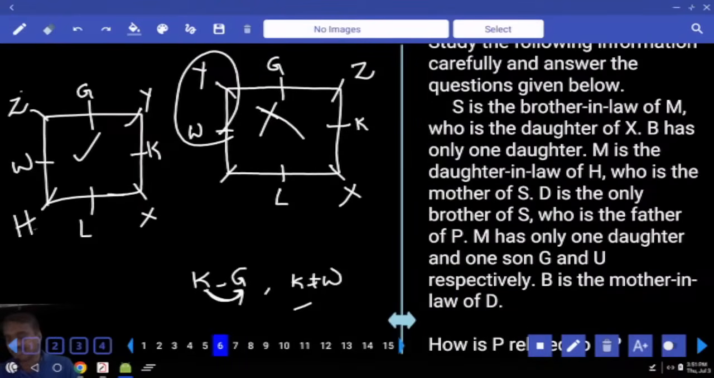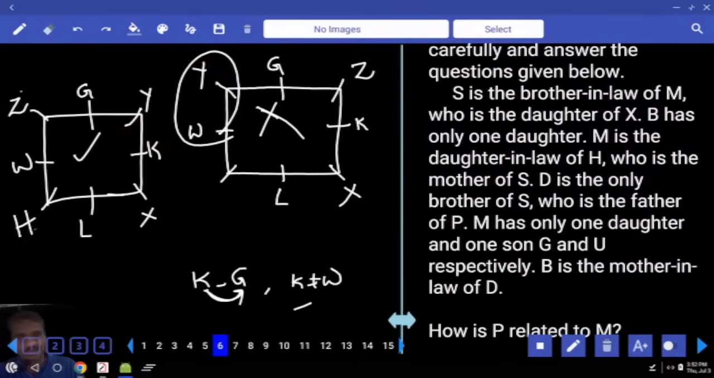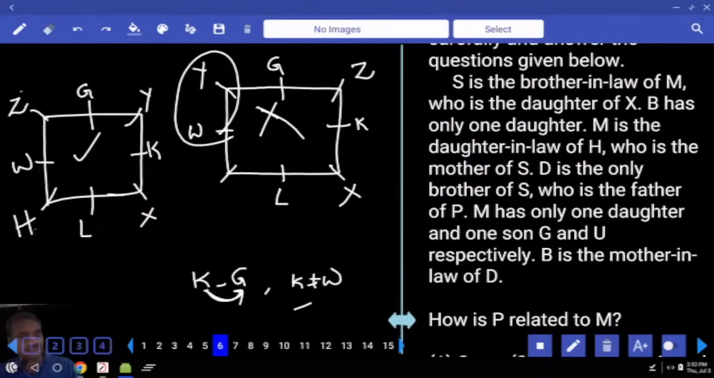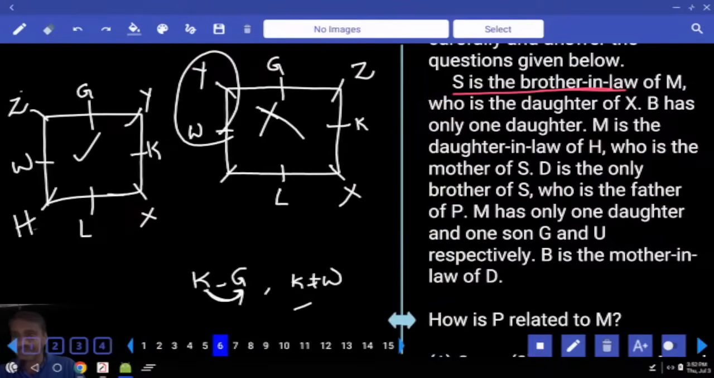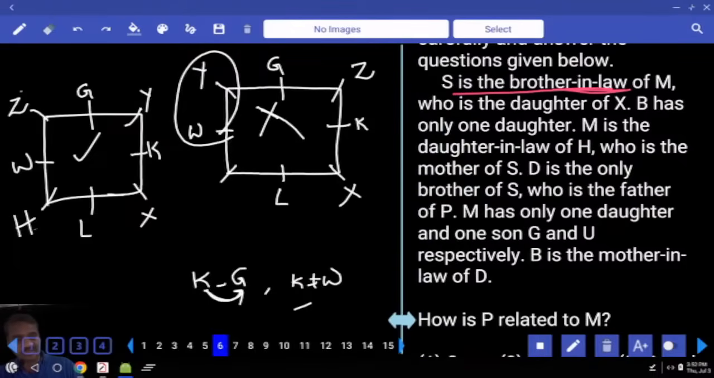S is the brother-in-law of M. Can we directly start with this statement? Brother-in-law and sister-in-law, we need to leave this statement and fix it later, because if you start directly with this one, there are two different possibilities. S is the brother-in-law of M means S can be M's spouse's brother or M's sister's husband. As there are two possibilities here, please do not start with this information at all.